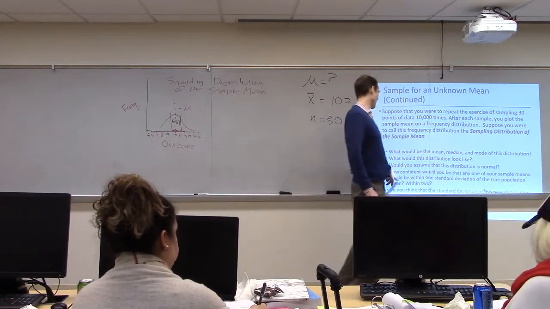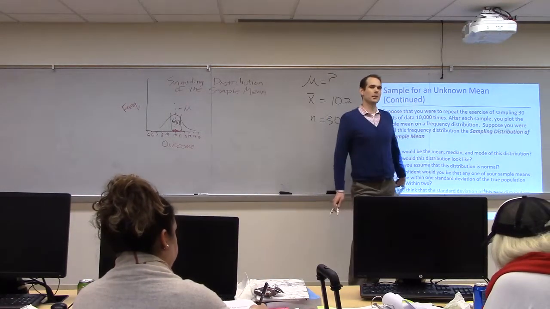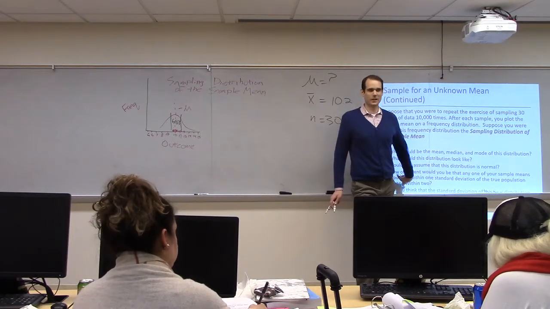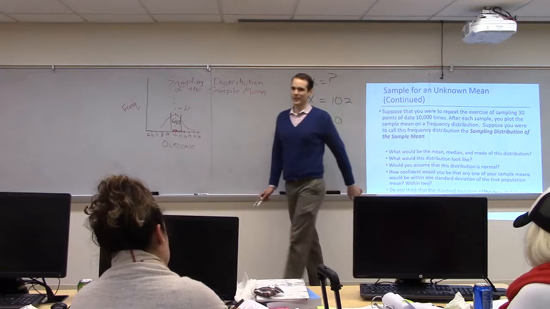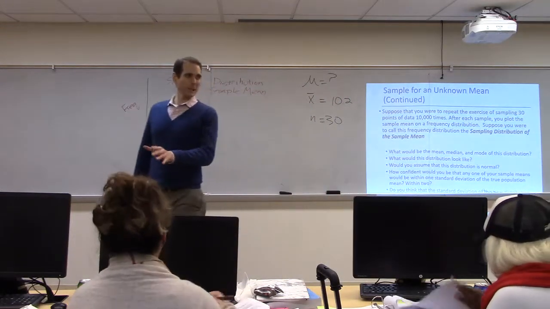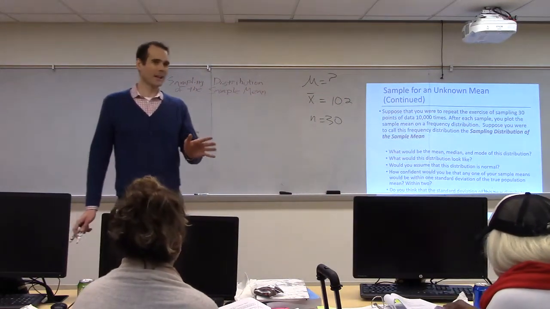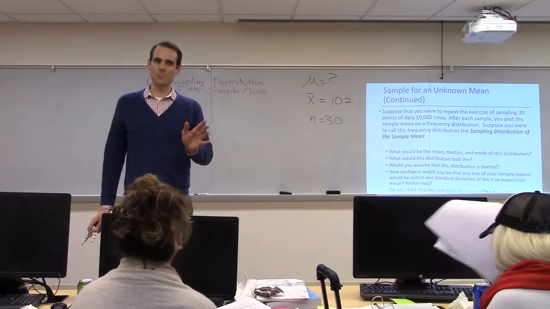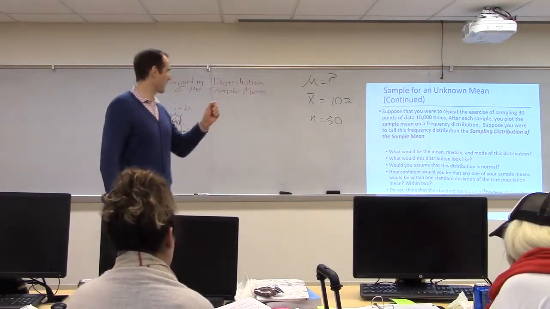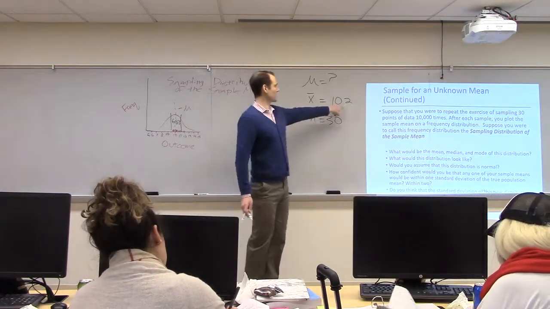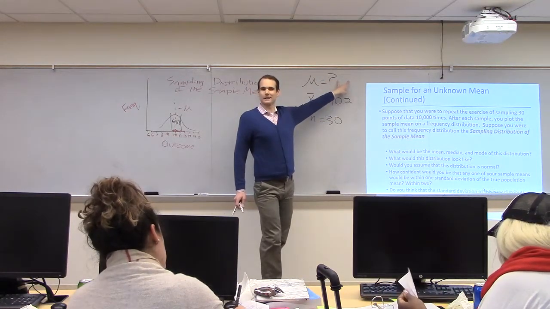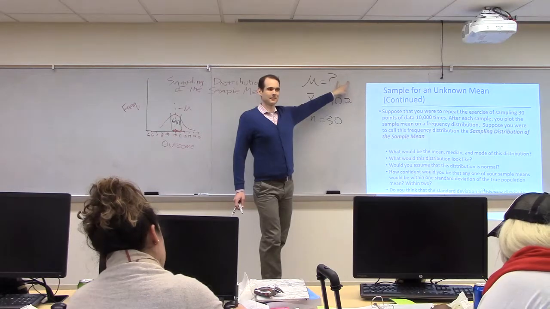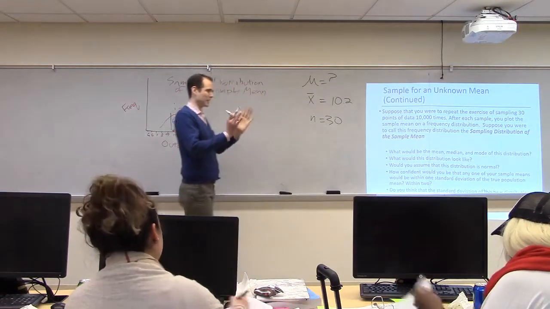How confident can they be that their sample mean is within two standard deviations of the right answer? 95. So those researchers can stand up, present their results, and say, I'm 95.5% confident that this sample mean is within two standard deviations of the true population mean. They can say it with exact precision.